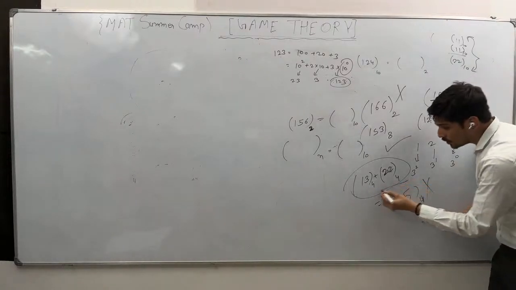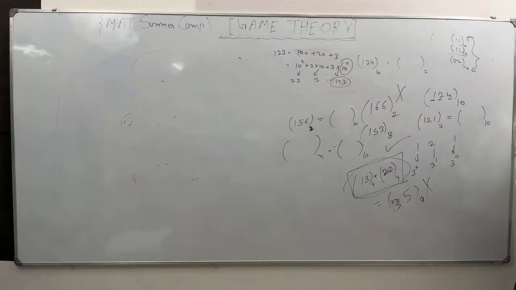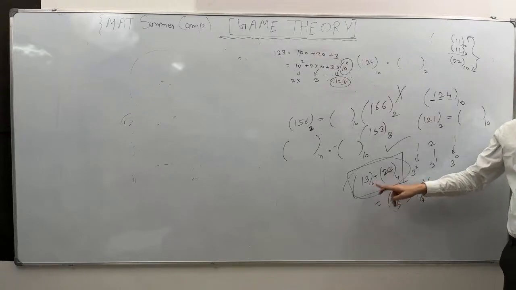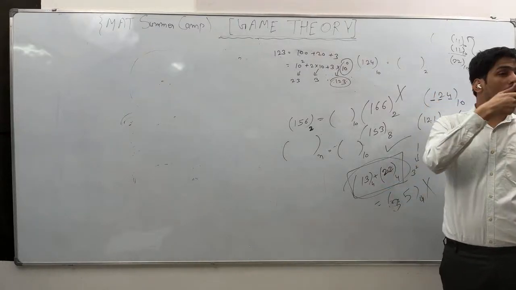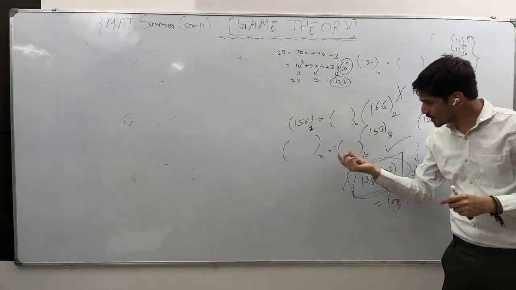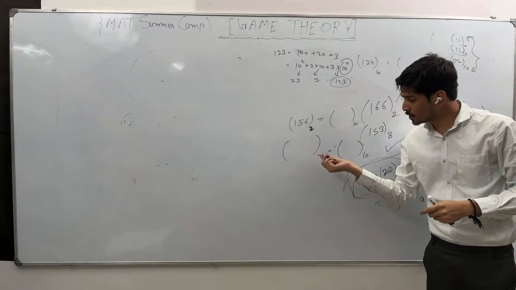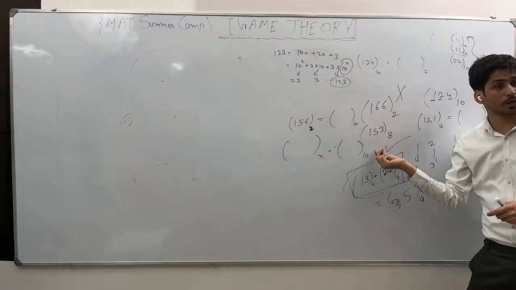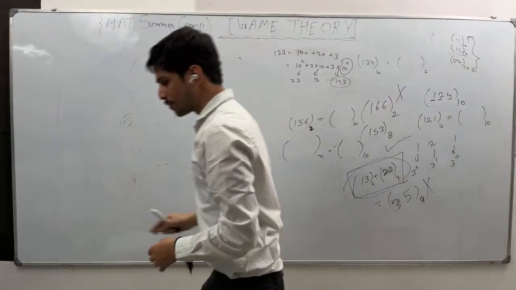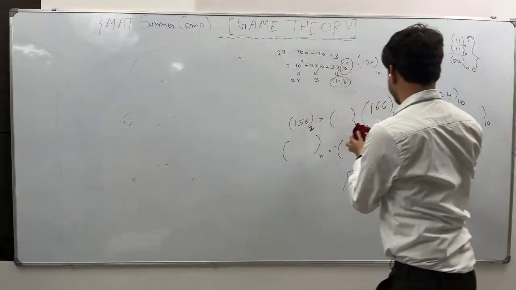So let's see how we can add when a different base is given. Here the base is 4. First of all, you need to understand how I can change the base of any number which is in base n and convert it into base n. So let me just write here.